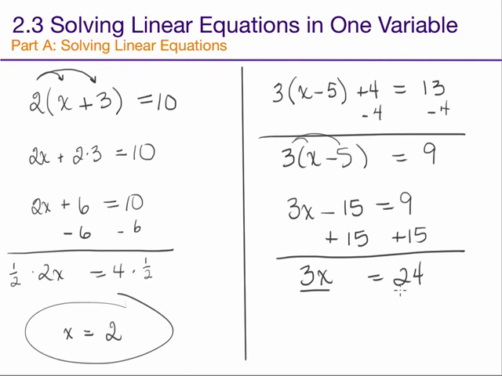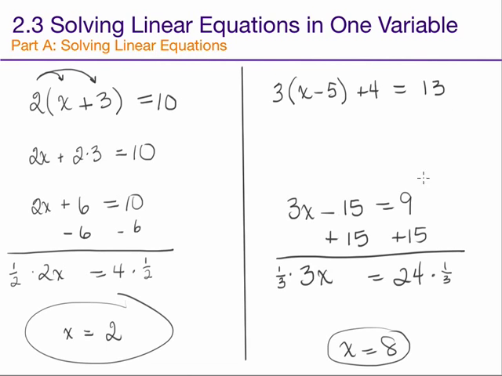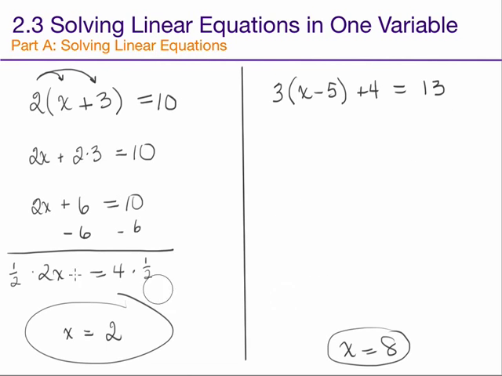Now I can either divide both sides by 3, 24 divided by 3 is 8, or I can multiply both sides by 1/3. 1/3 of 3 is 1. 1/3 of 24 is 8. But there's another approach I might have taken. Instead of subtracting 4 from both sides first, I could have done my distribution first.